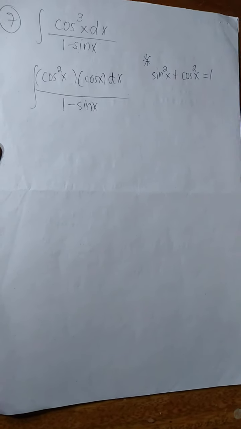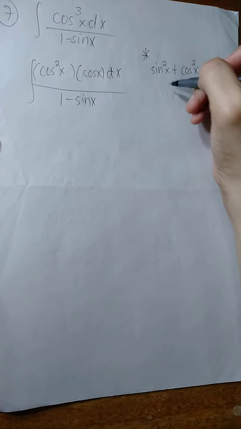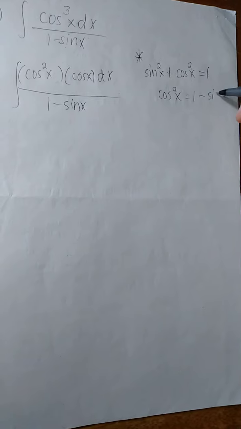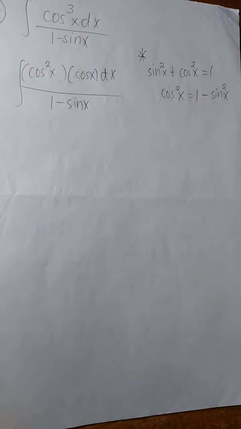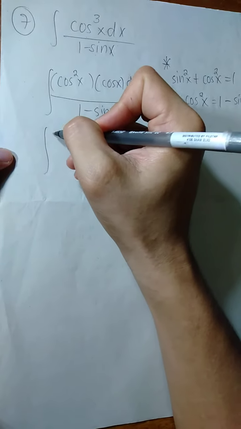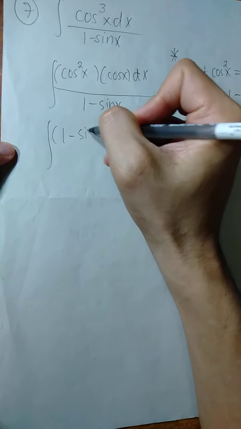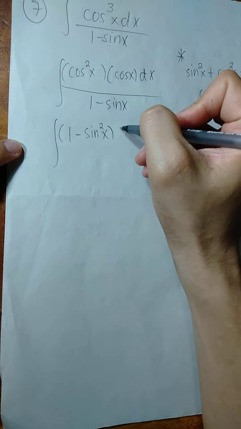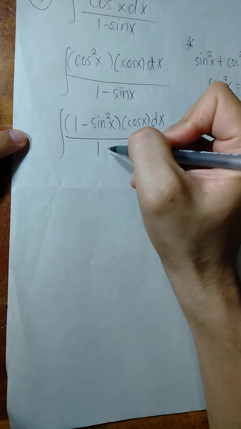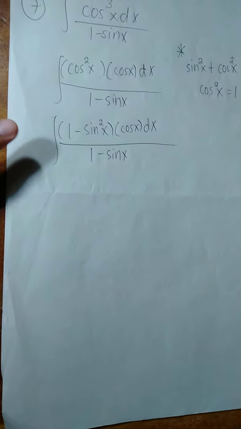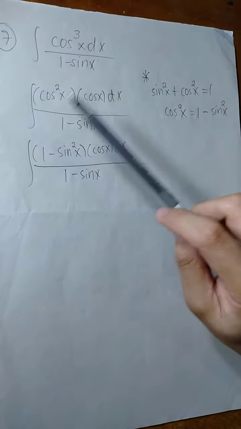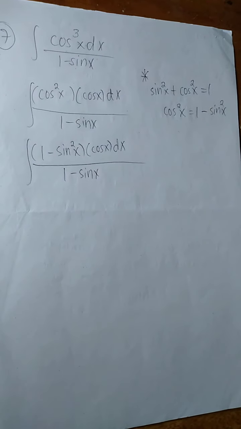So pwede natin i-transpose sa kabila itong sine squared x. So magiging cosine squared x is equals to 1 minus sine squared x. So we can replace cosine squared x by 1 minus sine squared x. So it becomes the integral of 1 minus sine squared x, cosine x pa rin to, dx all over 1 minus sin x. So what do you notice now? So transform na natin. So we replace cosine squared x by its equivalent trigo identity.